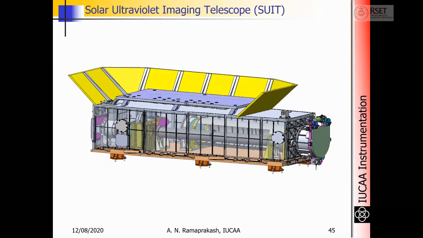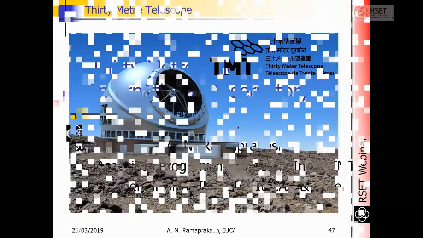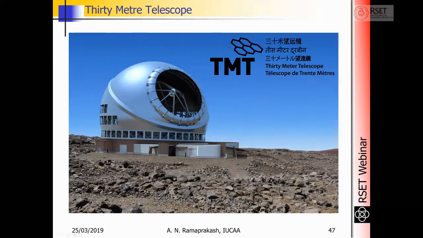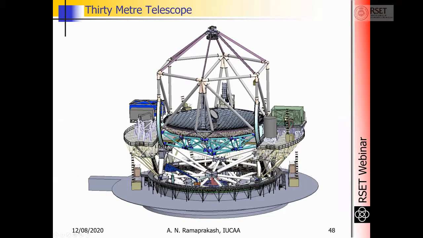Finally, IUCAA is also part of the 30-meter telescope program, as part of India's participation in the Thirty Meter Telescope. India's participation is led by many institutions across India, especially the Indian Institute of Astrophysics in Bangalore, Aryabhatta Research Institute in Nainital, and IUCAA are the lead institutions. And as part of this, you can see the telescope structure. This is the 30-meter diameter structure of the primary mirror of the telescope, made of about 500 1.5-meter segments.